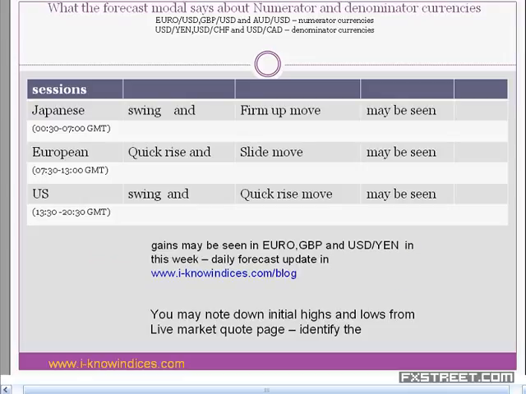So let me minimize the PowerPoint presentation and try to answer the questions which are asked here. Okay, Jag has got a question. What are your views about USD INR for this week?